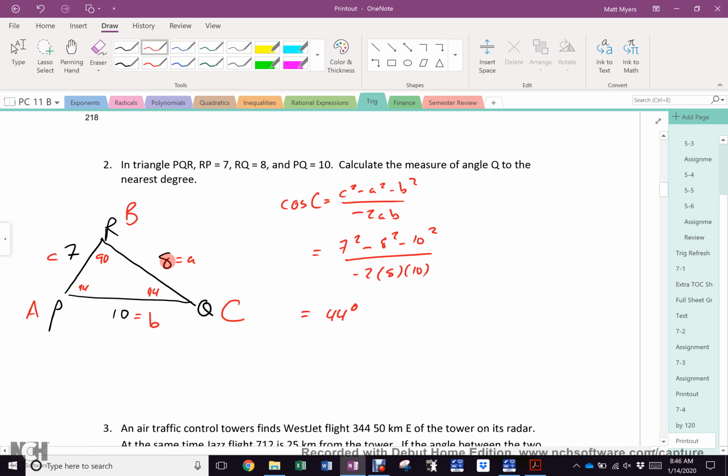What's 8 squared? What's 7 squared? What's 64 and 49? 113, right? What's the square root of 113? Just a little more than 10, right? So did we do it right? Right. Picking up what I'm putting down?